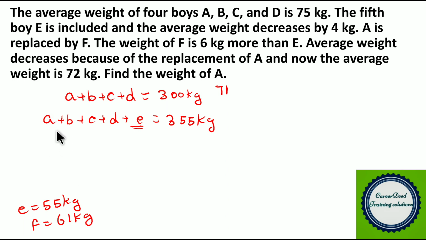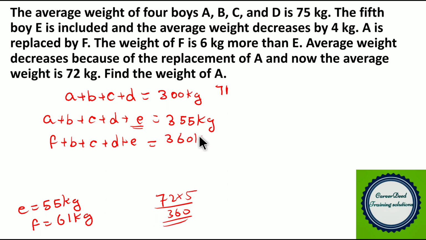Now instead of A, you are replacing it with F. So it is F plus B plus C plus D plus E equal to, now the average weight decreases because of the replacement of A. Now the average weight is 72 kilogram. Now the average becomes 72 kilogram, means now we totally have the same 5 boys, right? So 72 into 5, you get 360, right? So now the total weight is 360 kilogram. Now we found the weight of E is 55 and the weight of F is 61, right?